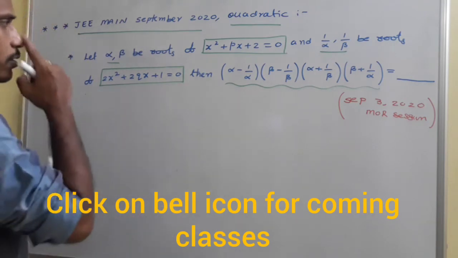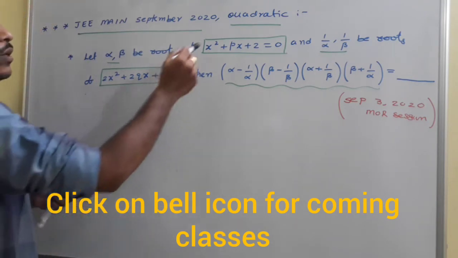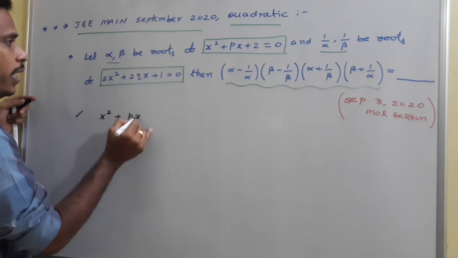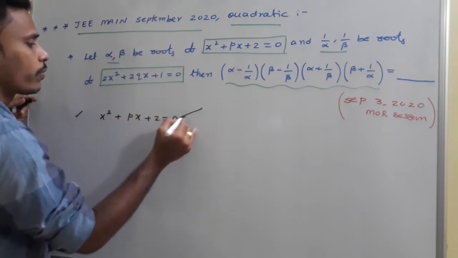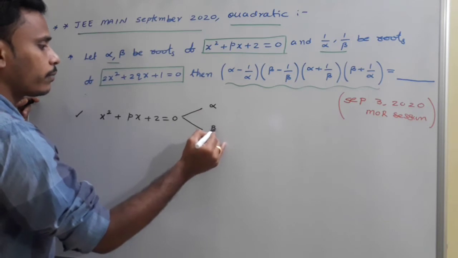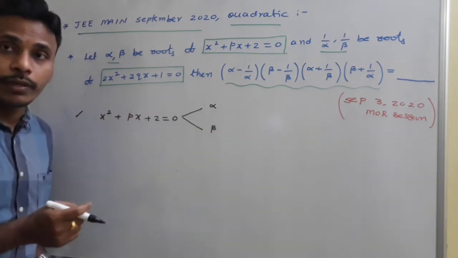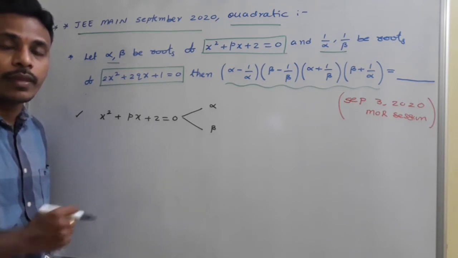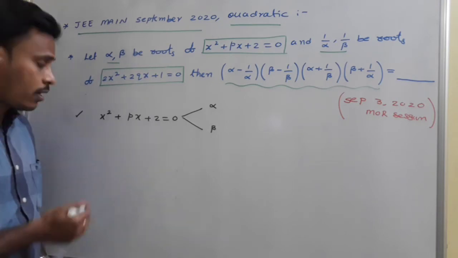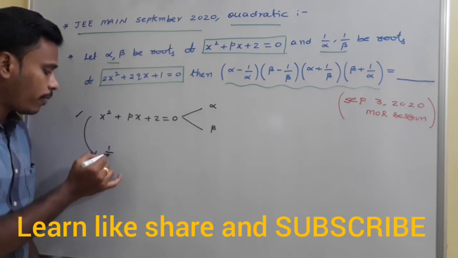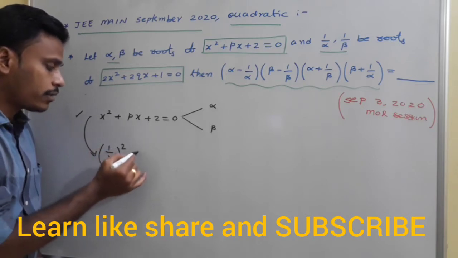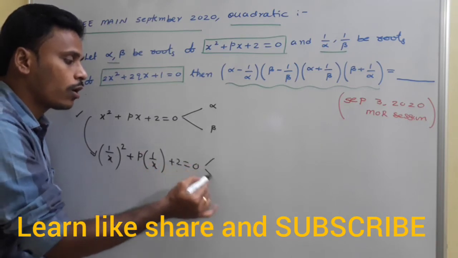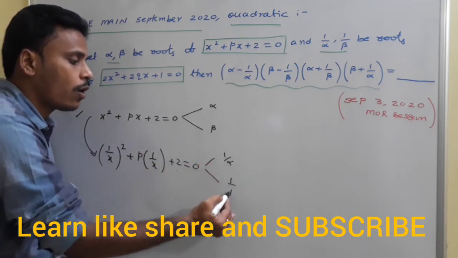First of all, let us look at the problem. The first equation, x square plus px plus 2 is equal to 0, has roots alpha and beta. Since this equation has roots alpha and beta, from this we need to find an equation whose roots are 1 by alpha and 1 by beta. I think you all know the way of finding that. When you replace x with 1 by x, 1 by x square plus p into 1 by x plus 2 is equal to 0 has roots 1 by alpha and 1 by beta.